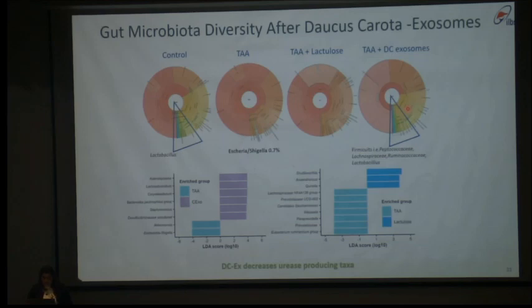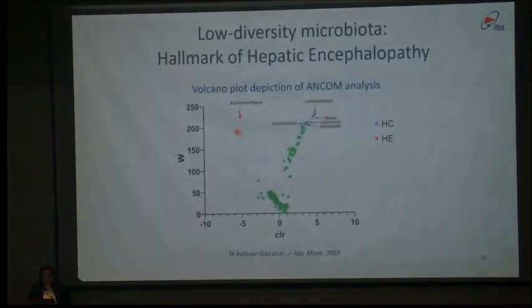And the Firmicutes, Lactobacillus, which are known to be good bacteria, had a higher abundance in comparison to the TA group after giving the carrot exosomes. In hepatic encephalopathy, we already know that the abundance of Escherichia shigella is higher in patients, which actually coincides with our rat data.